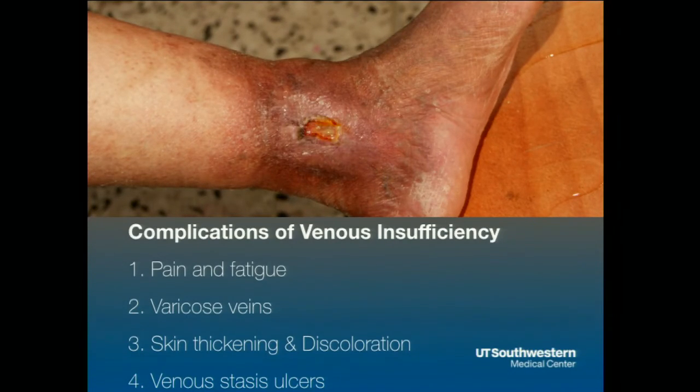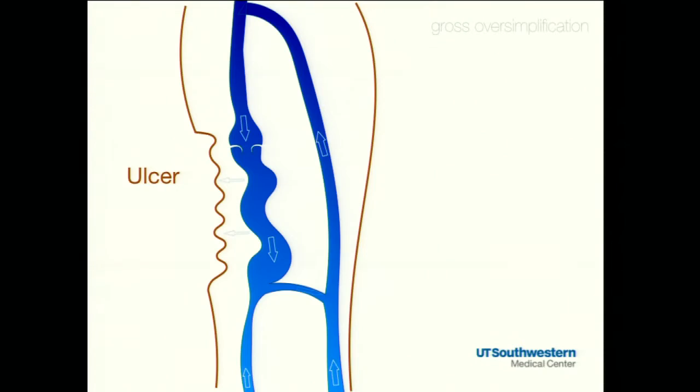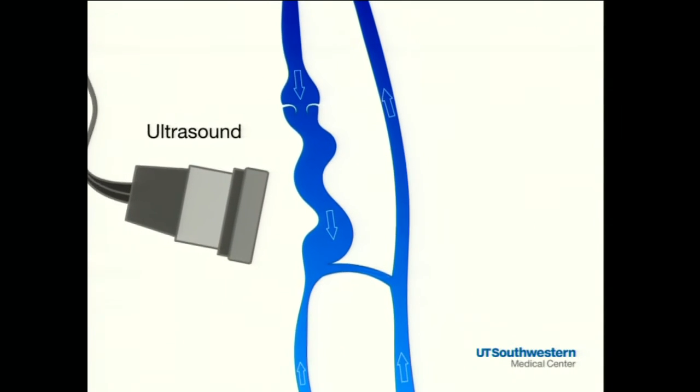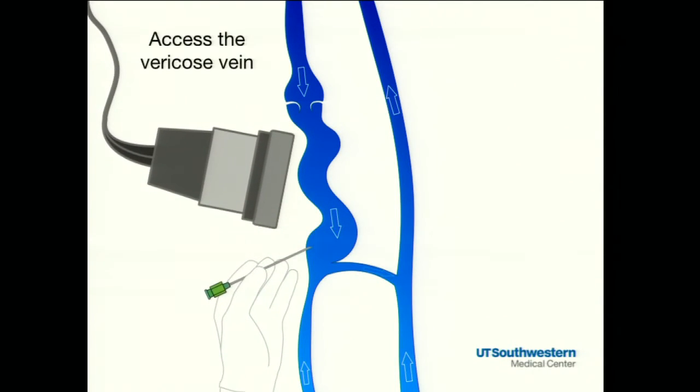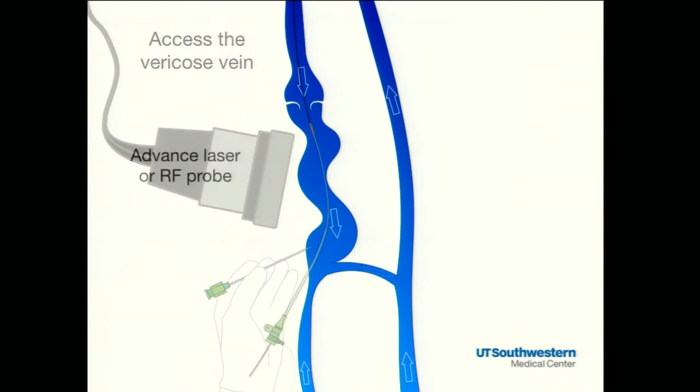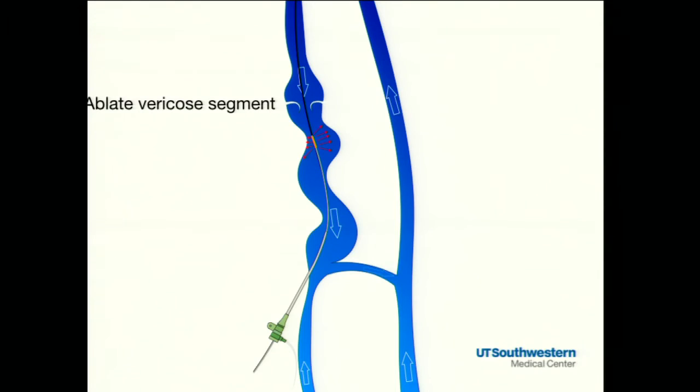One of the most common symptoms of venous stasis is pain and fatigue. So be thinking of this if you do have patients that have pain and fatigue. Also varicose veins. And then you get the lipodermatosclerosis, which is the skin thickening and the discoloration in advanced disease. One of the things that we can do is go in and identify these varicose segments and ablate them. So you access the segment with an ultrasound and a needle. You put a wire up in a vascular sheath, and then you can ablate them.